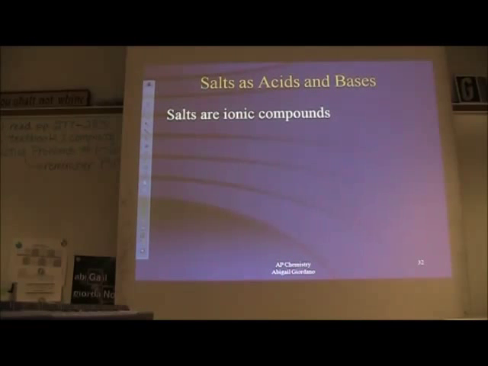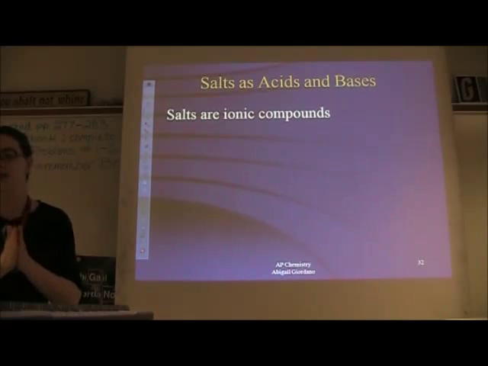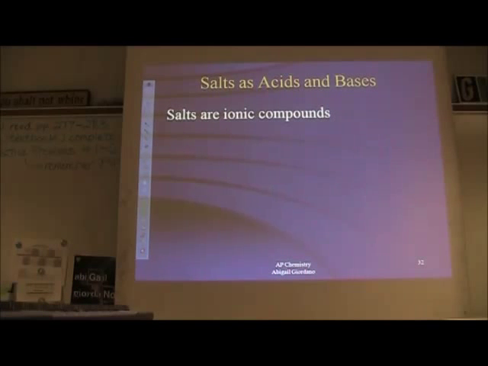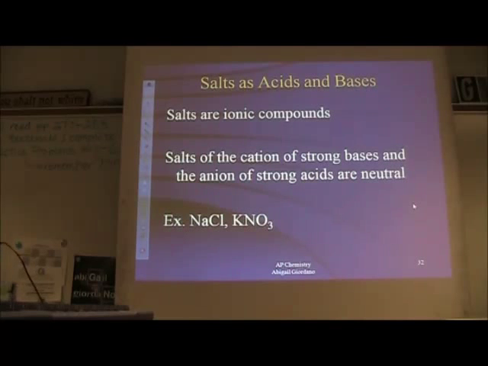Okay? Here's what you will be expected to do. Not necessarily at the end of today, but certainly by the end of Thursday's class. I can give you any salt, any ionic compound I want, and just by looking at it, no calculations, you will be able to tell me if that salt is dissolved in water, it's going to make the pH go below 7, above 7, or stay at 7. Okay? So, here is the thought process.